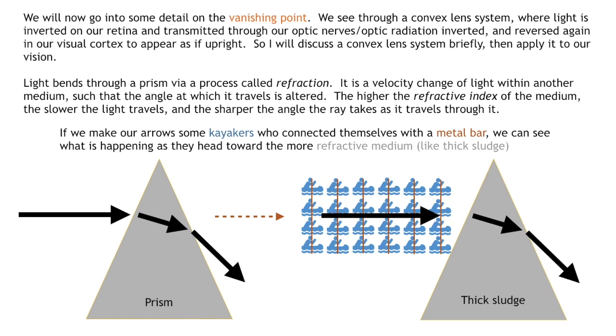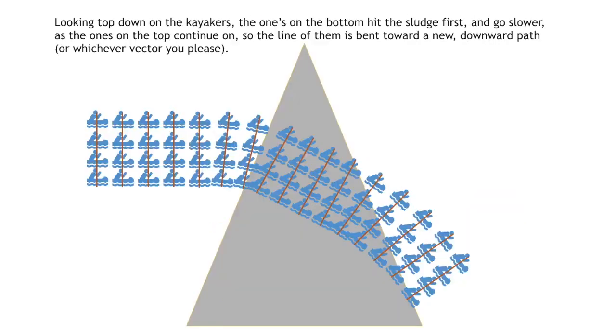Once the ray is closer to exiting the surface along this angle, now the top portion hits the air soonest, and it starts to go faster essentially, while the bottom part remains slow, and this light then gets bent downward. So looking down on the kayakers, the ones on the bottom hit the sludge first and go slower as the ones on the top continue on like we talked about, so the line of them is bent toward a new downward path, or whichever vector you please. Left to right, so on and so forth, looking top down, looking side on, either way.